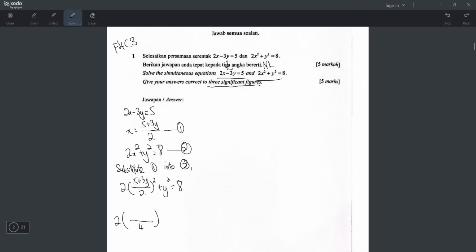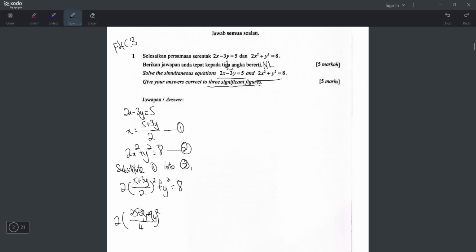A lot of students will make mistake here. They will do 5 power 2, 25, and then 3y power 2, 9y square, and then they thought finish already. This is wrong. This is wrong. Actually, something missing. The 9y square is correct, but there is something you have to do in the middle here, which is 5 times 3y times 2, and you get 30y.